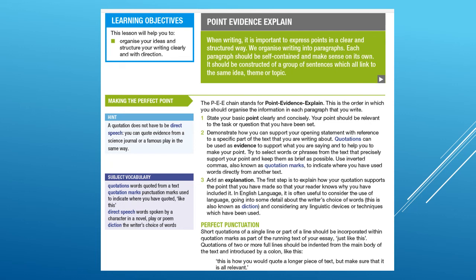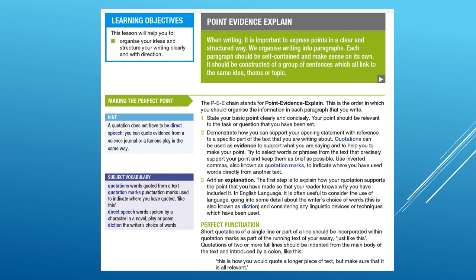Perfect punctuation. Short quotations of a single line or part of a line should be incorporated with quotation marks as part of the running text of your essay. Just like this. Quotations of 2 or more full lines should be indented from the main body of the text and introduced by a colon, like this.